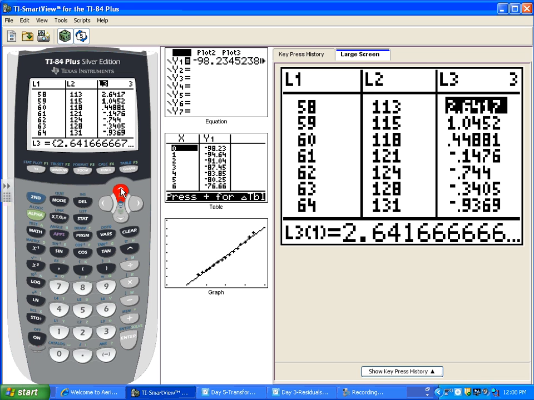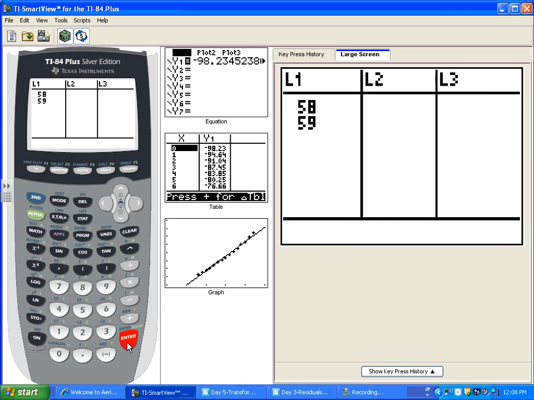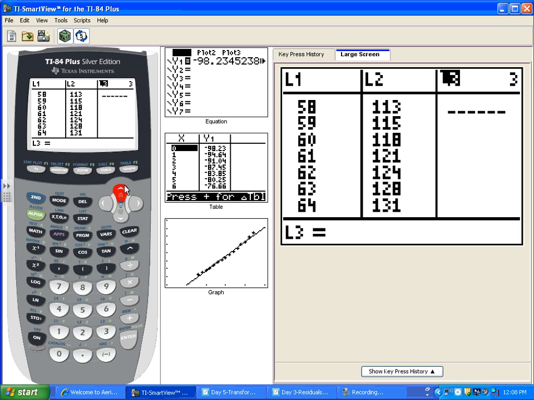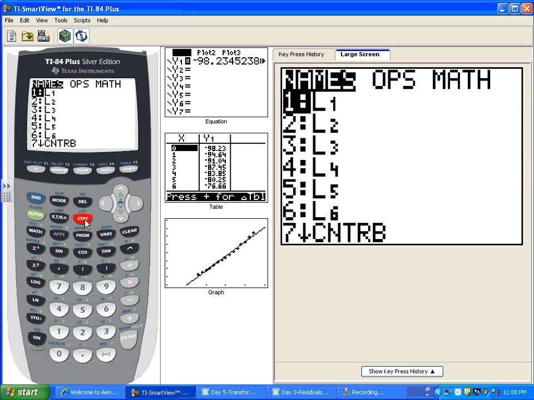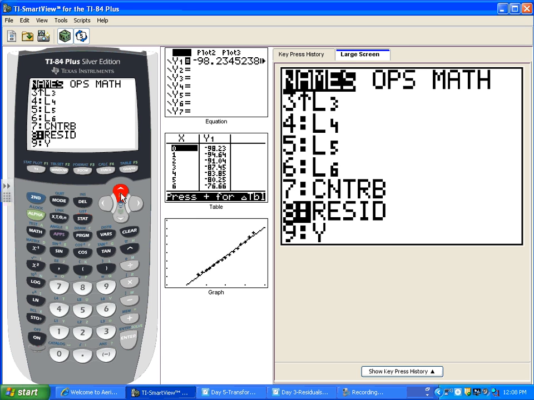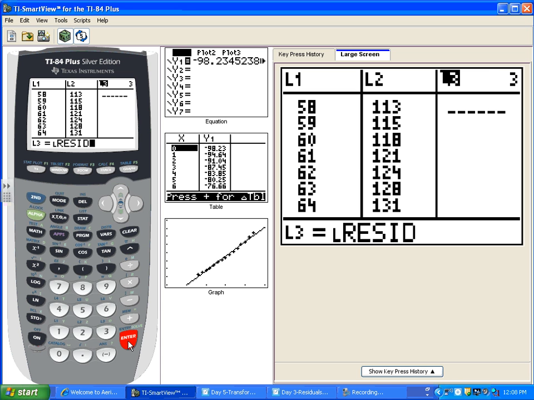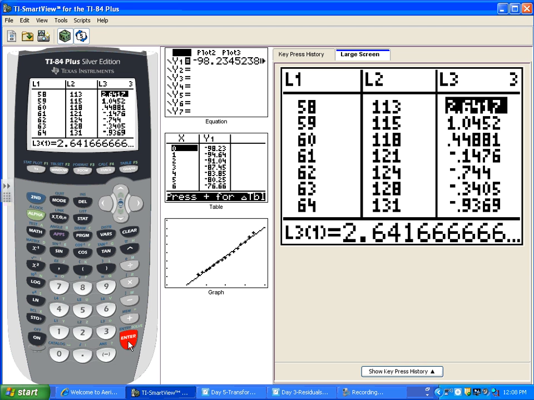Again, watch, I will clear out list 3. List 3 is naked. Press second stat, which gets you to your lists. You should have a list, I think it's 8, that says resid, after residuals. So list 3 equals your residuals. Hit enter, and it will be your residuals.